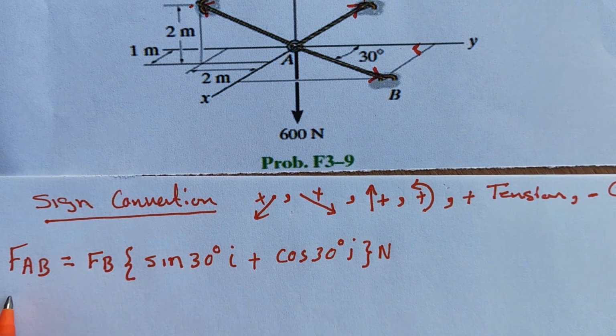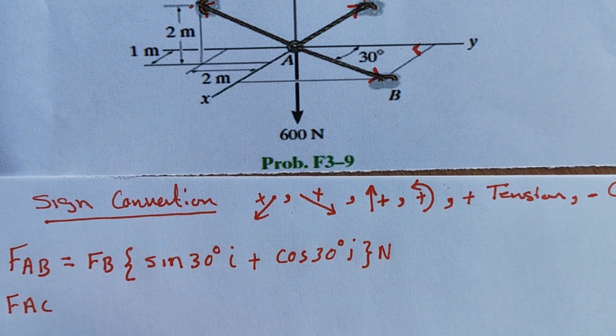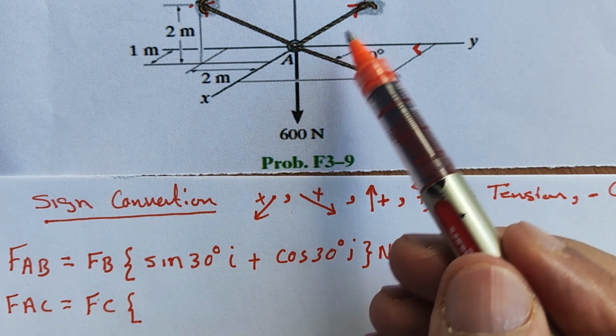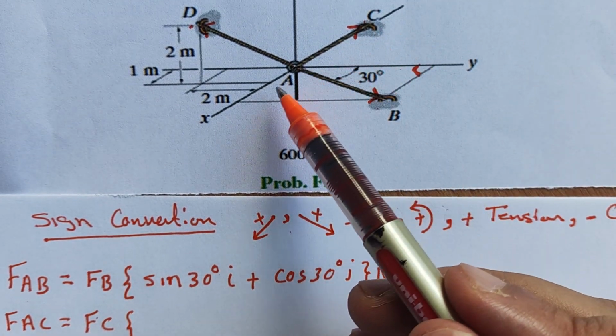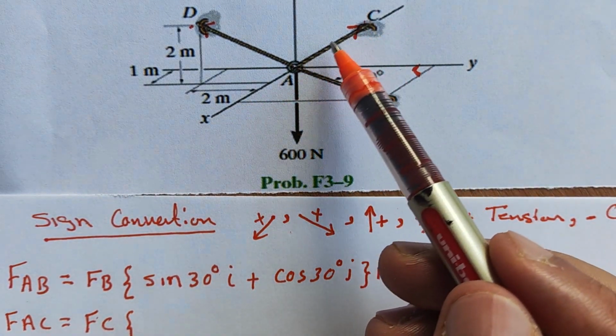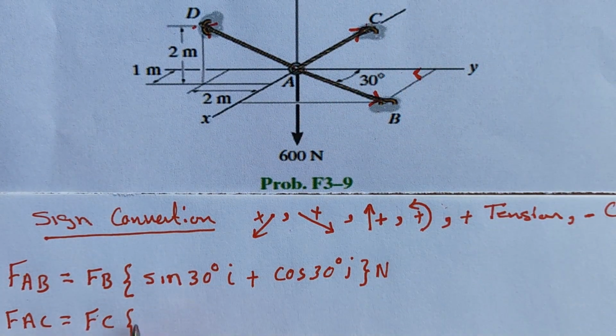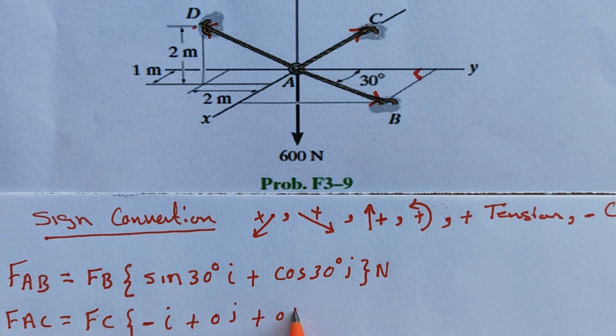For FAC, representing this in a Cartesian form, we need FC multiplying this. When we look at FC, it's directly straight on the negative x-axis, and doesn't have any y or z components, therefore it's got negative i plus 0j plus 0k.